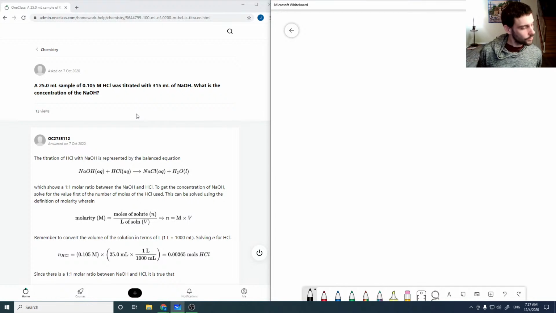Okay. And we've got a 25 mL sample of 0.105 molar HCl titrated with NaOH. What is the concentration of our NaOH? Okay, so again, HCl is a strong acid, so we're going to get complete dissociation into ions.